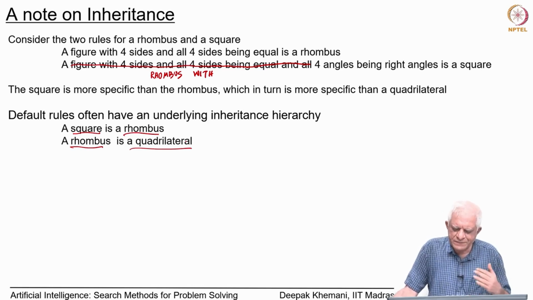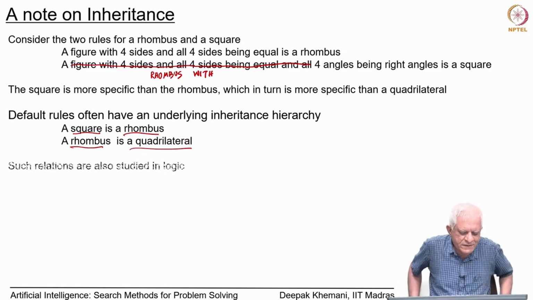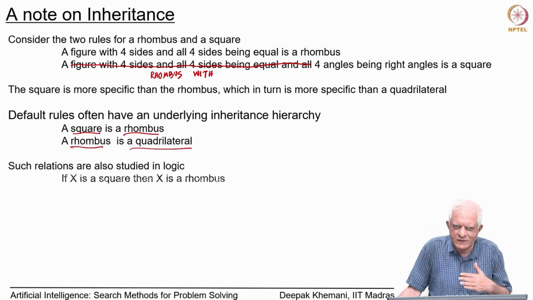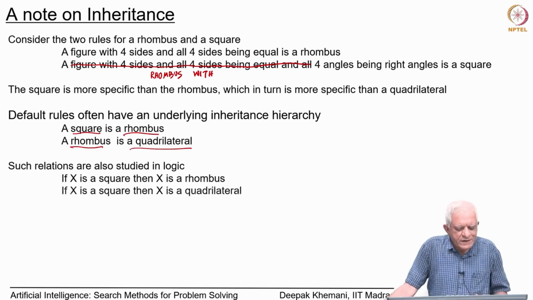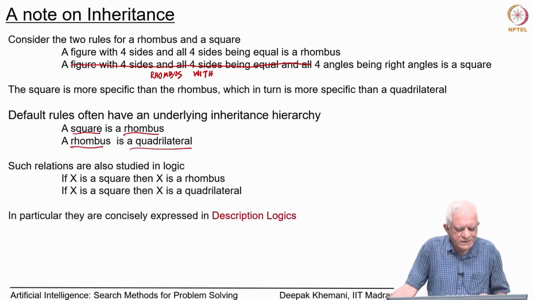Now, if you look at these kind of relationships, inheritance hierarchies, default rules, and the subsumption relationship, that a rhombus is a quadrilateral, can be expressed in logic, and it is done also. We are not doing too much logic here, we will do a little bit next week. But we could have expressed it in logic and said that for all x, if x is a square, then x is a rhombus. If x is a square, then x is a quadrilateral. We could have said these things.